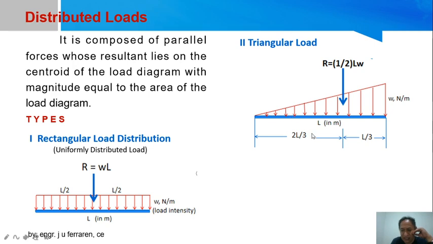So that's 2/3 of L. If that's 2/3 of L, that means this is 1/3 of L. So you have to take note of this, no? So 2/3 of L from the zero load intensity, and from the maximum load intensity W, that is 1/3 of L. Area of the triangle, do not forget, it is 1/2 of base times the height.